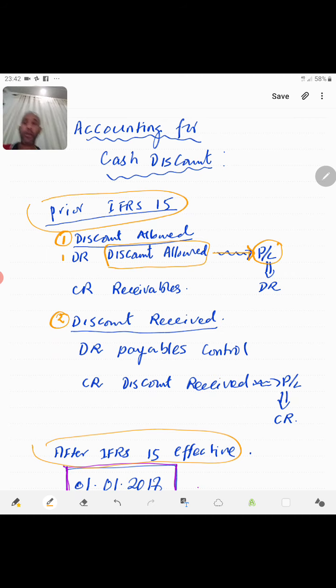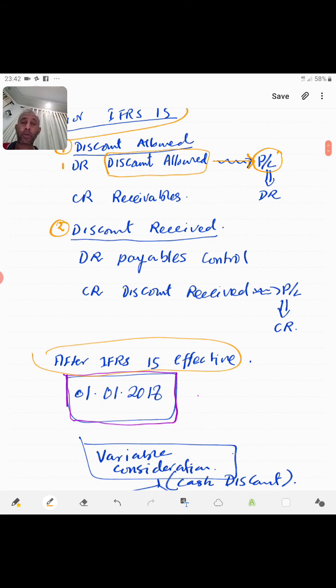On the other hand, when you receive discounts from your suppliers, the double entry is that you debit the payables control account and you credit discount received. Subsequently, what you have recorded as credit, you will transfer to the profit and loss account. You would consider that as other income. That was a known adjustment, known to everyone who has studied basic accounting.